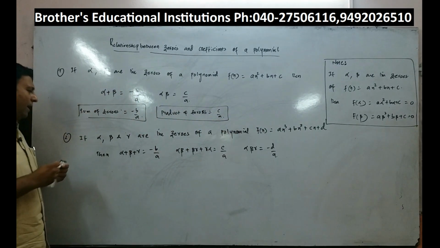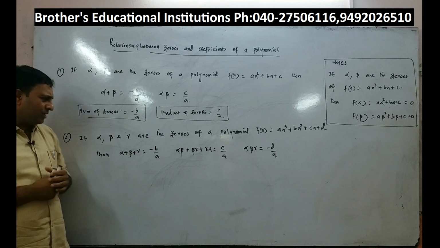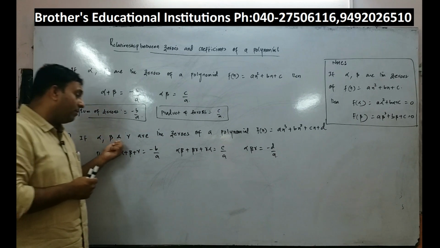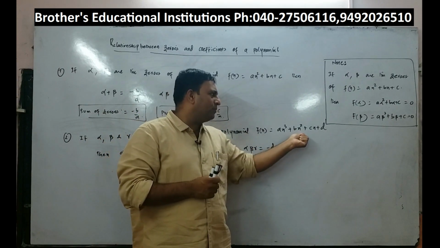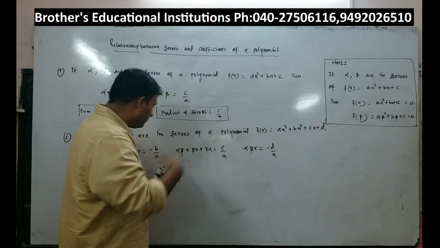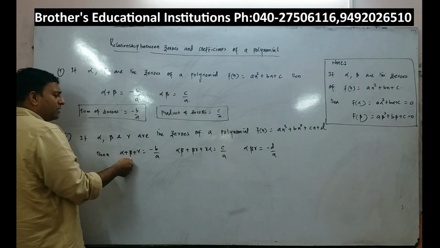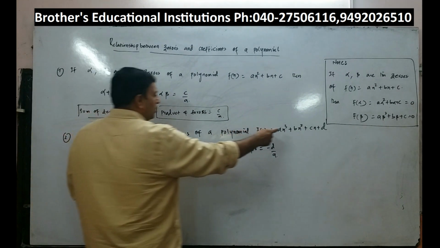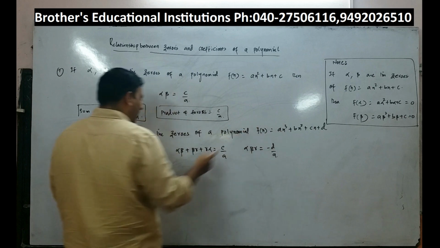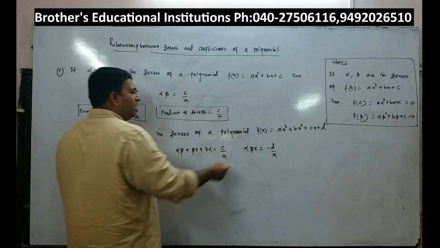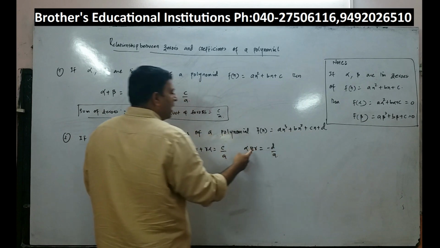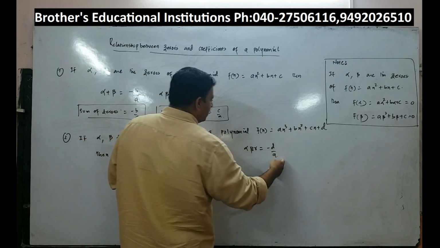And if you take a cubic polynomial into consideration, that is, if alpha, beta and gamma are the zeros of a cubic polynomial, ax cube plus bx square plus cx plus d, then alpha plus beta plus gamma is equal to minus b by a. Alpha beta plus beta gamma plus gamma alpha, with plus in between, is equal to c by a. Alpha beta gamma is equal to minus d by a.